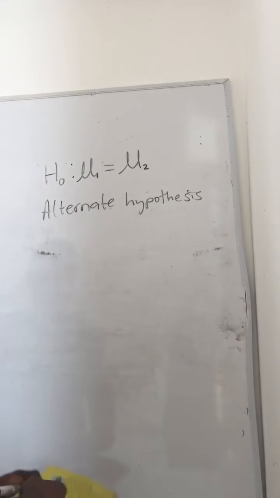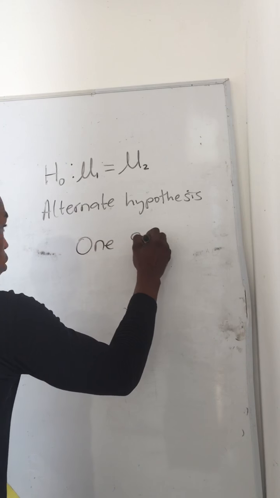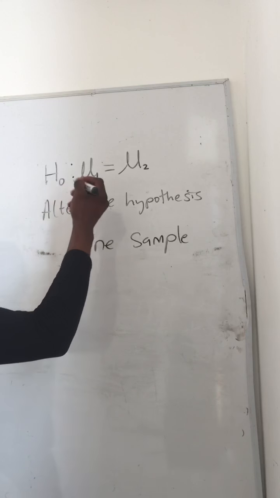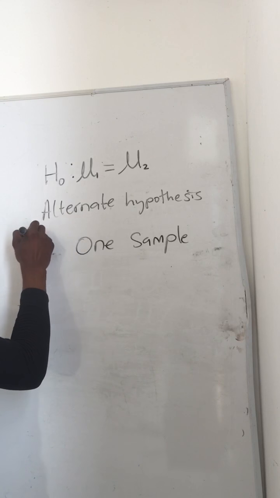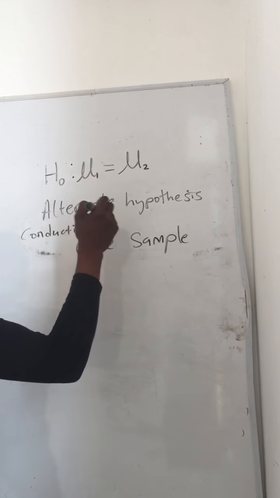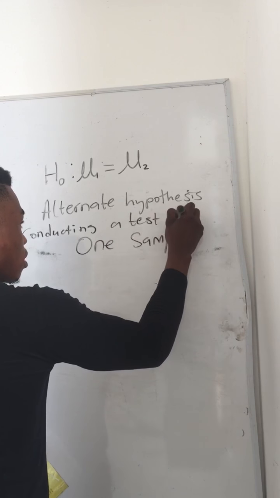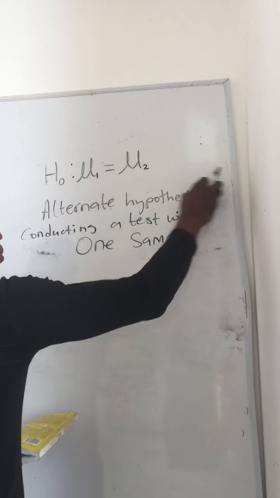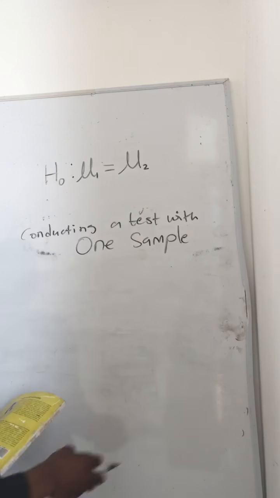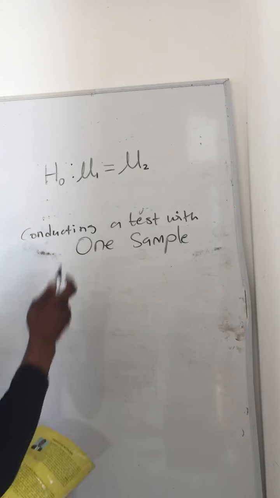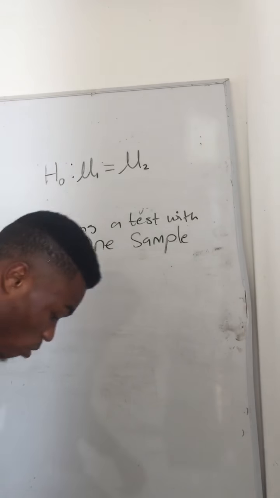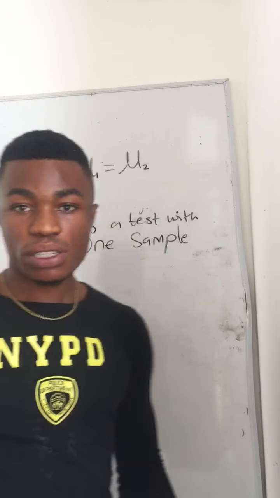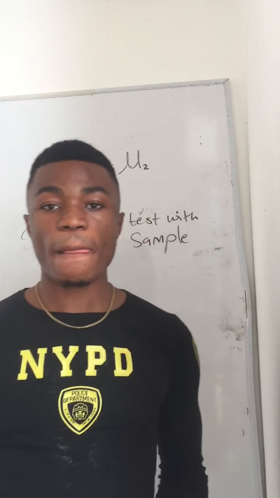Alright, so we say we are looking at one sample. So when you are conducting a test with one sample, let's see how do we conduct a test with one sample? We also take an example of a question where we have only one sample given. So this is the question we are taking. Let's take note of it carefully.